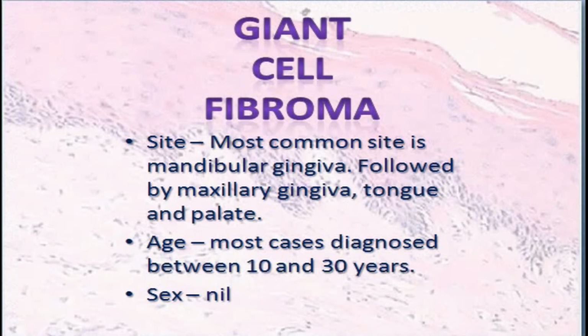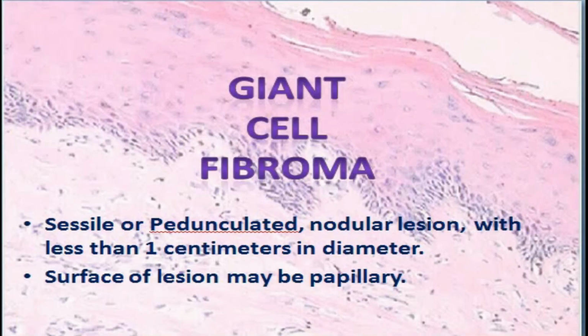Considering the age group, giant cell fibroma will be evident between 10 to 30 years of age. Normal fibroma will be seen most commonly in the 3rd, 4th and 5th decade of life. Normal fibroma has female predilection. Here in giant cell fibroma, we don't have such things. How can we identify giant cell fibroma? The key feature is size. Size will be very small when compared with the normal fibroma. Rest of the features are almost the same.